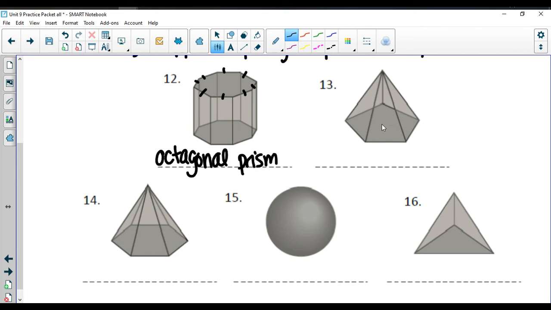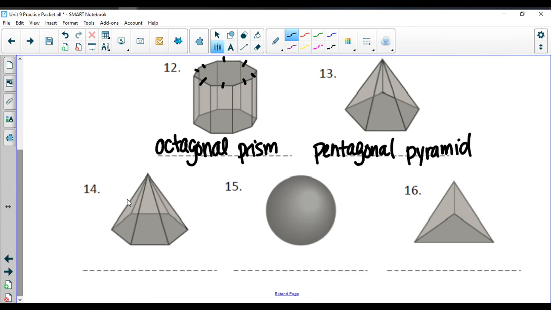In number 13, we have a pentagon base with the faces all being triangles, so we'd call this a pentagonal pyramid. In number 14, we have another pyramid here, only our base is a hexagon, so we'd call this a hexagonal pyramid. In number 15, this is our sphere.